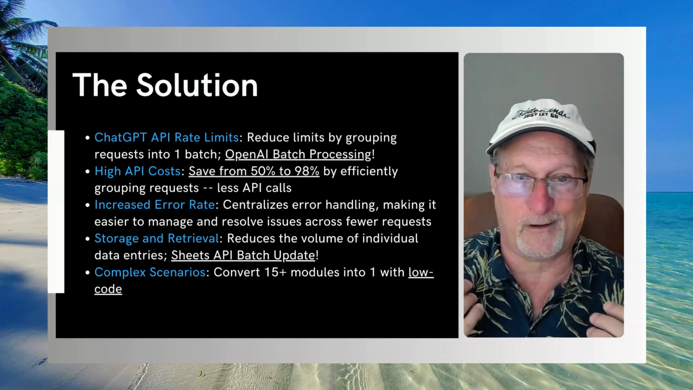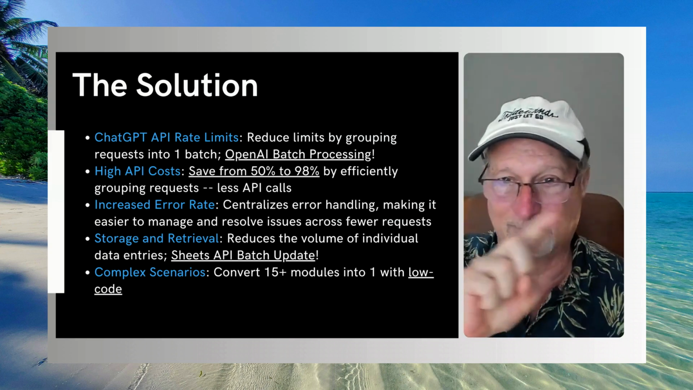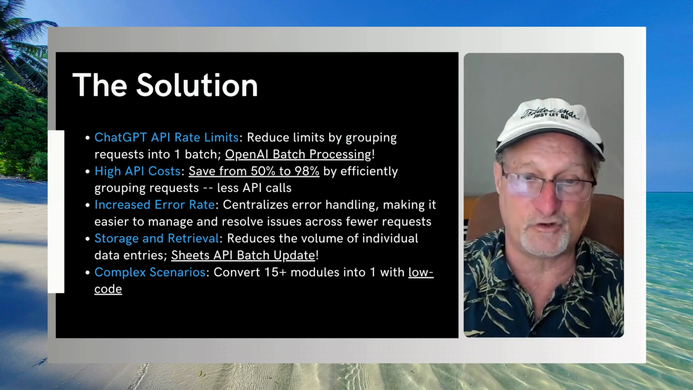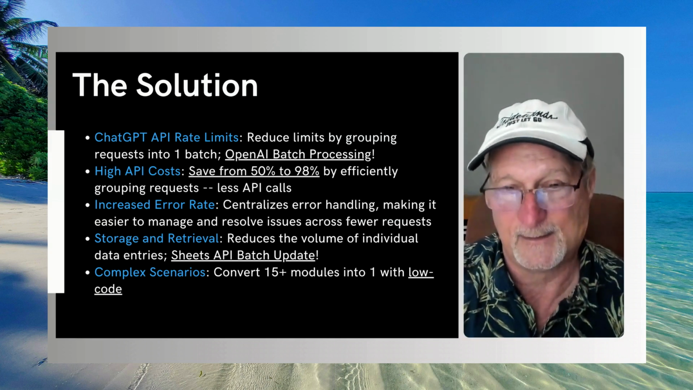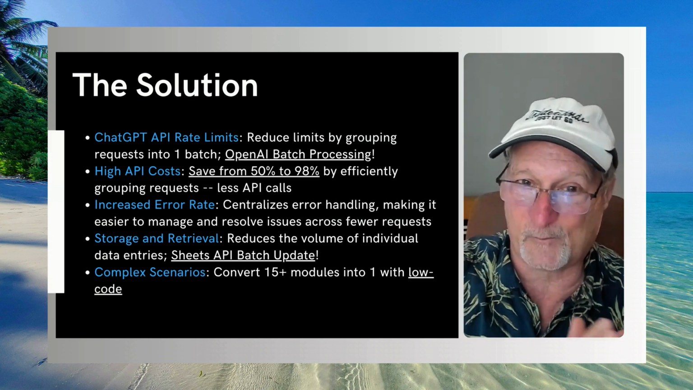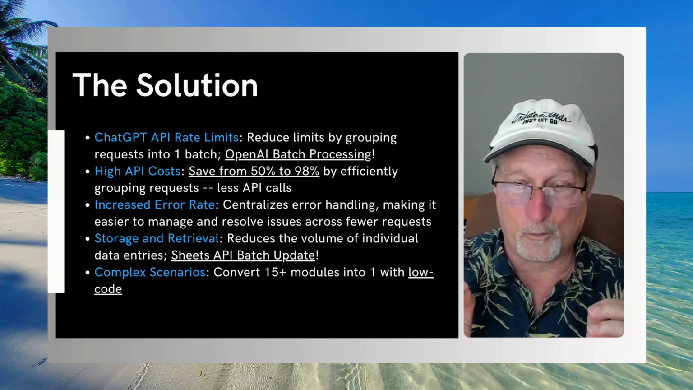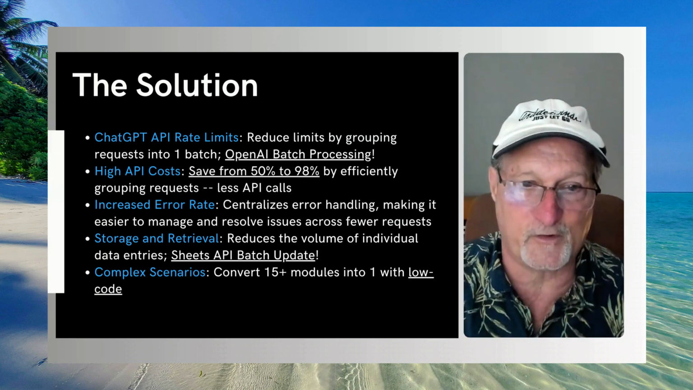Well, if you're talking hundreds, thousands, maybe 10,000 rows, one at a time takes a while. But I'll show you a way of leveraging another thing called Sheets API Batch Update. So just like OpenAI has batch processing, so does Sheets. And so, in other words, instead of watching 10,000 rows slowly update, it'll be boom, one shot.